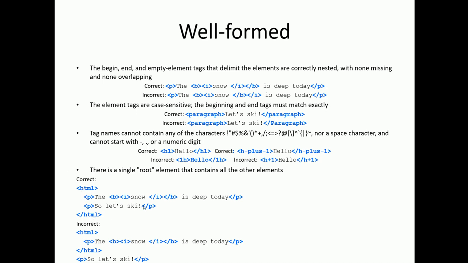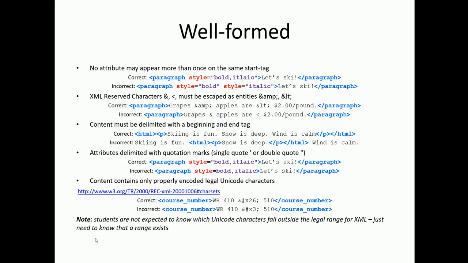There's a single root element that contains all of the other elements. In this case, HTML is the root element and it contains all of the other elements. Here we have a malformed example, because our HTML root tag terminates, and then we have another new element that starts outside of the terminated root element. So these are malformed.